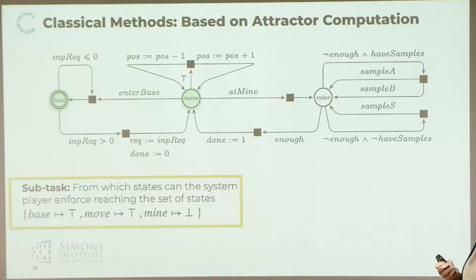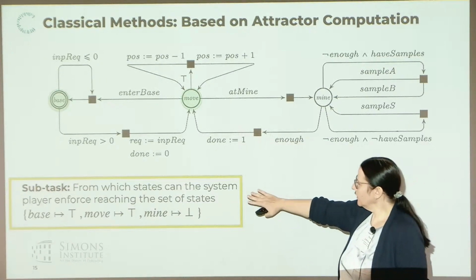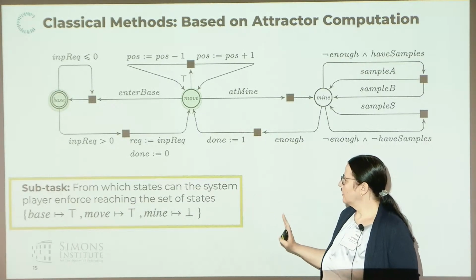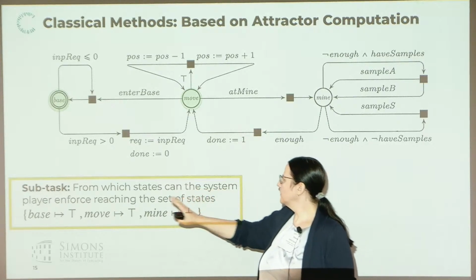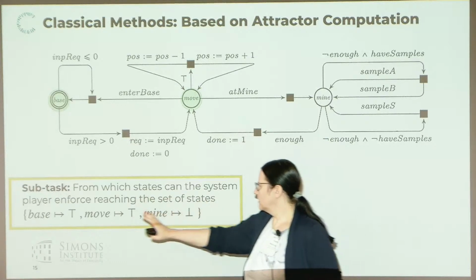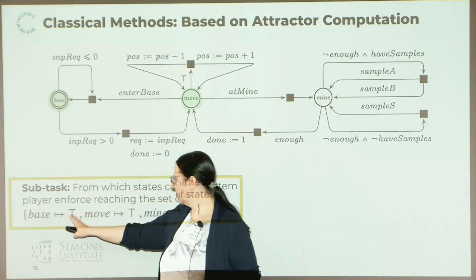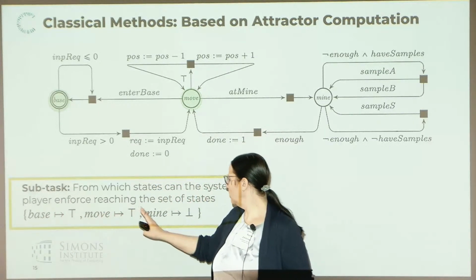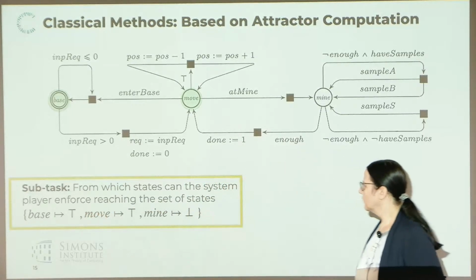And one of the main ingredients of these symbolic approaches is computing attractors. So consider here the subtask which requires us to compute from which states the system player can enforce reaching the set of states described like this. So this tells me that I'm either in location base or in location move, and not in location min. So top stands for true, bottom stands for false.